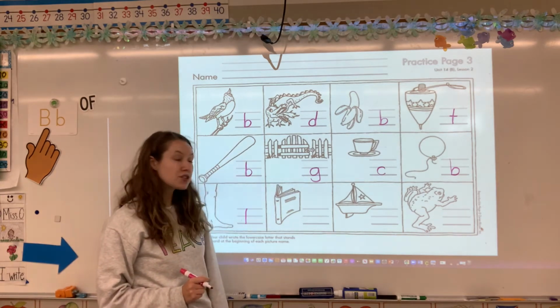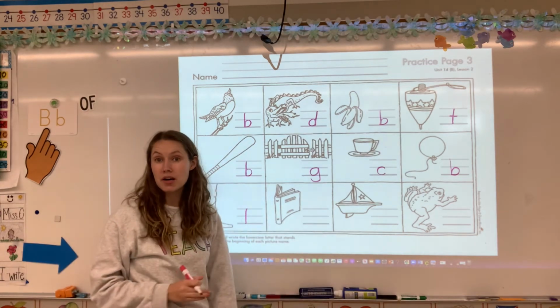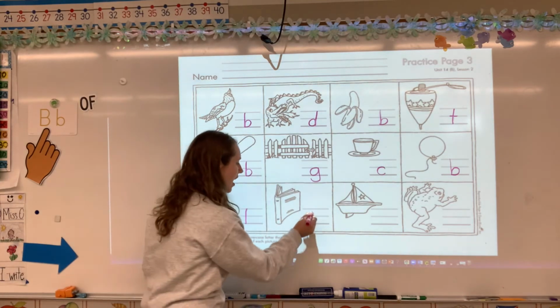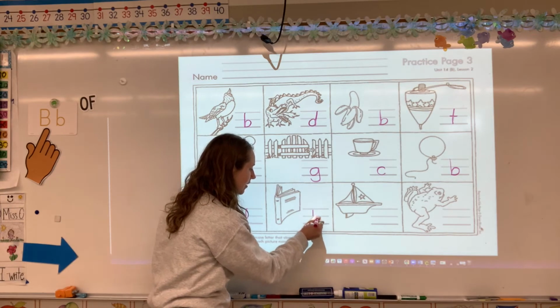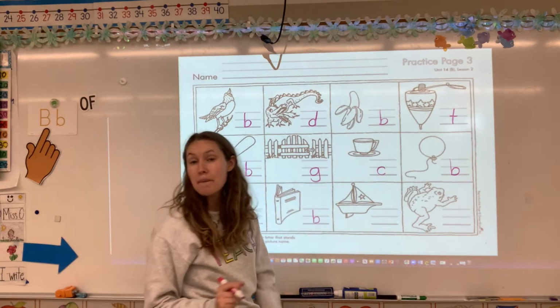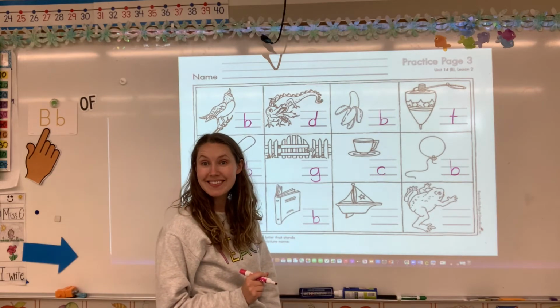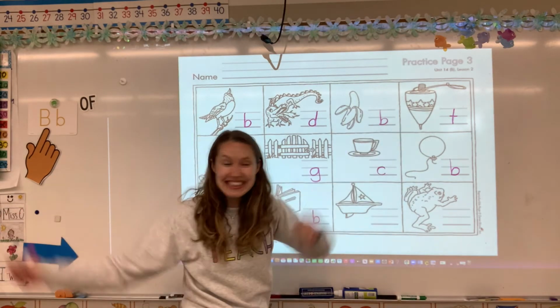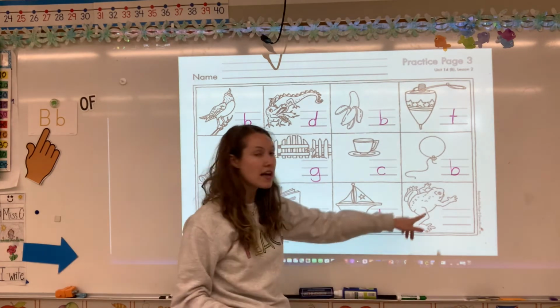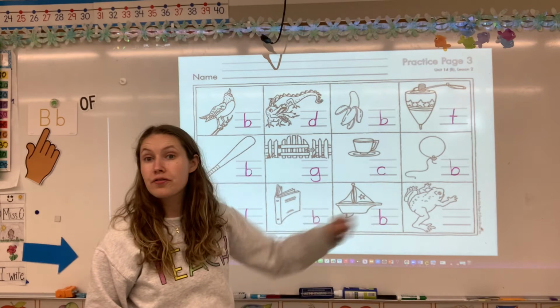Book. What do we hear at the beginning of book? Another letter B. Great job. Next up, we have a boat. Boat. And you're right, that's another letter B. Nice work. And our last picture is a frog.